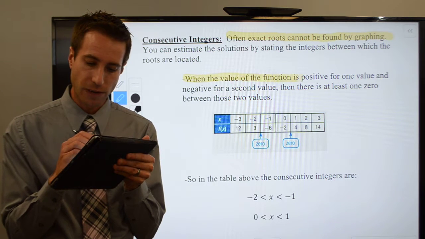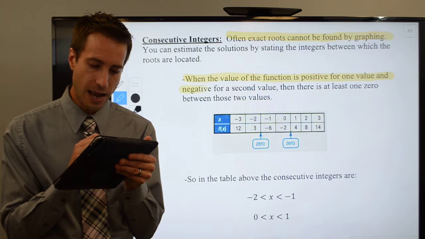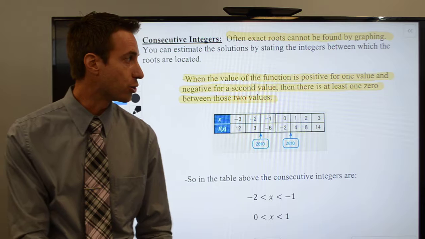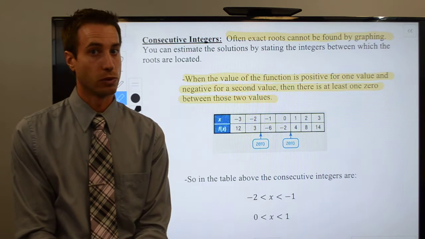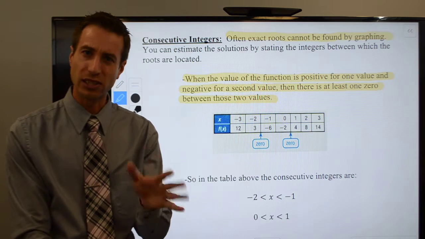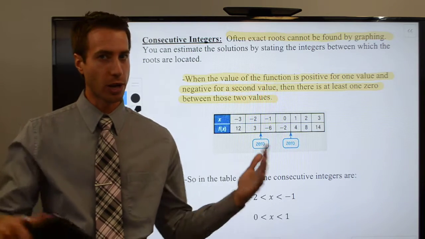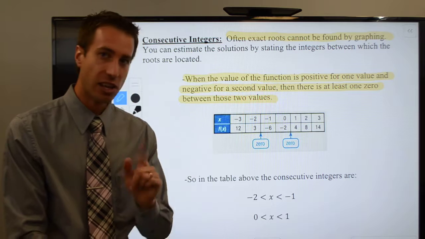When the value of a function is positive for one value and negative for a second value, then there's at least one 0 between those two values. Say, what? Yeah, I know, it's a little wordy and kind of confusing, so let me show you, right? We all understand visuals a lot better. Let's take a look at this.